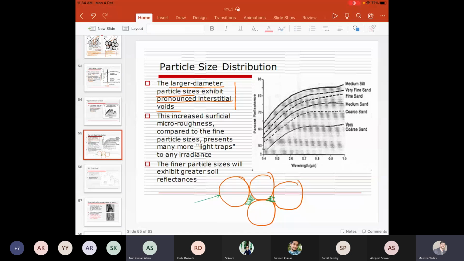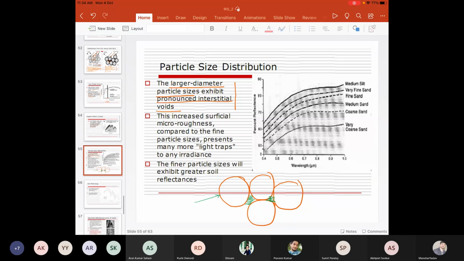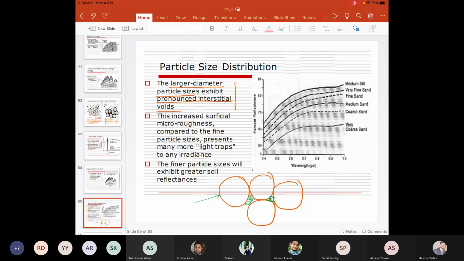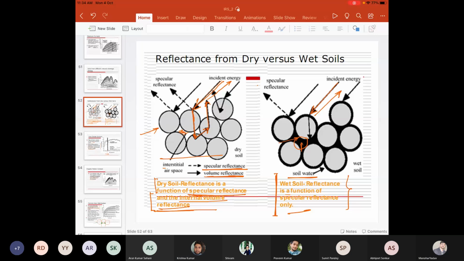Should I repeat the discussion which we had with the previous slides, 53 and 54? So I hope 52 is clear. We had discussion related to the reflectance from dry soil versus wet soils. One terminology I am referring to in slide number 55 that I would like to discuss first, before reaching slide number 55.